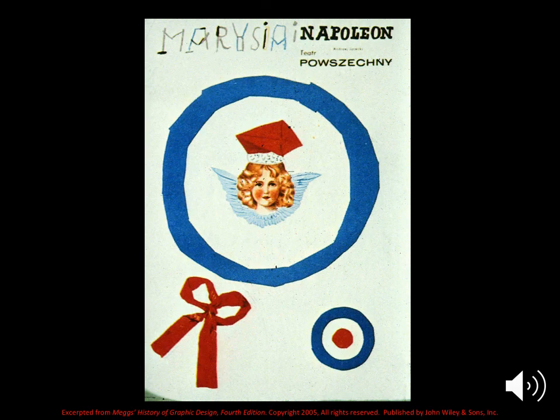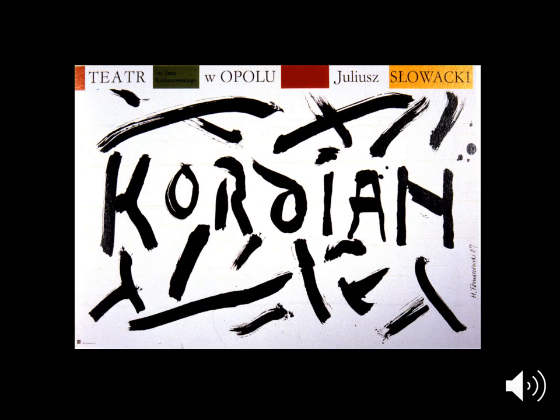Tomaszewski pushed Polish graphic design to a very personal artistic expression in his work. This is a poster for a play, 1964, with collage and cut paper. Tomaszewski, as with many Polish posters, used photography and typesetting rather sparingly, preferring instead illustration and hand lettering.